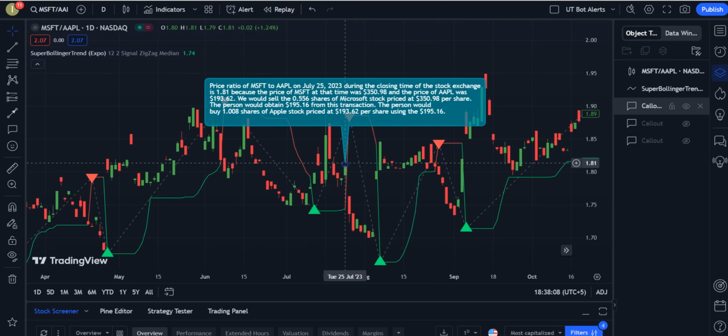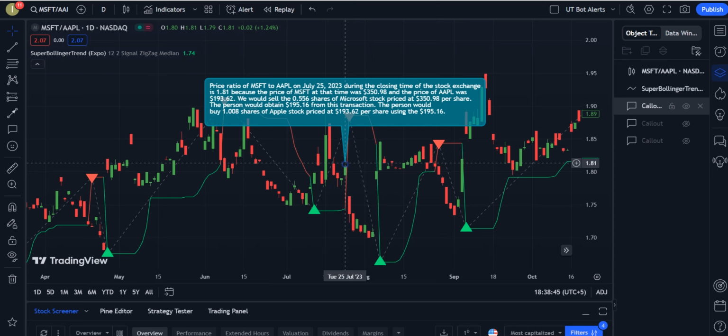$193.62. And so we would sell the 0.556 shares of the Microsoft stock priced at $350.98 per share, and the person would obtain $195.16 from this transaction, from selling the Microsoft stock. And that person would then buy 1.008 shares of Apple stock priced at $193.62 per share using the $195.16.